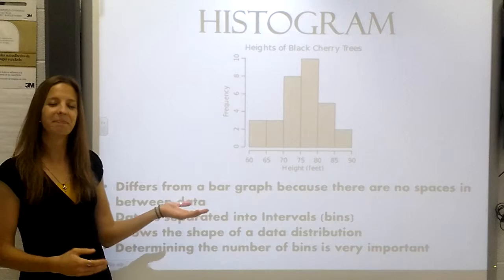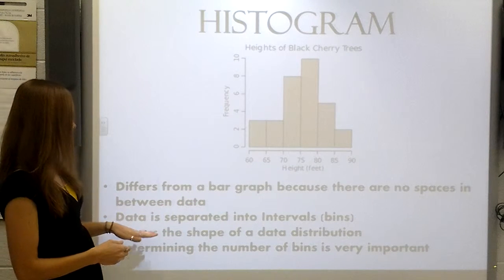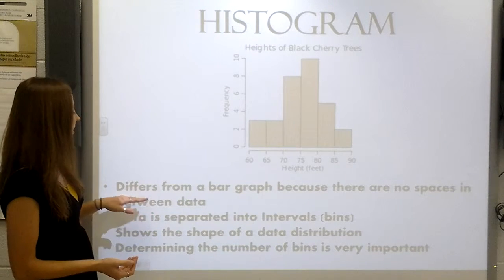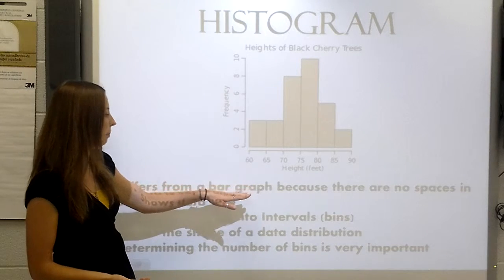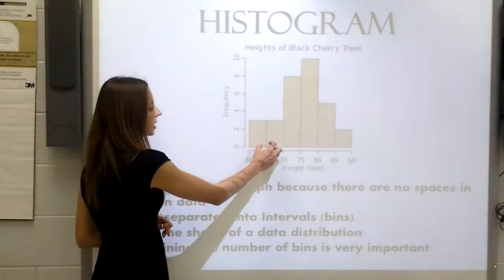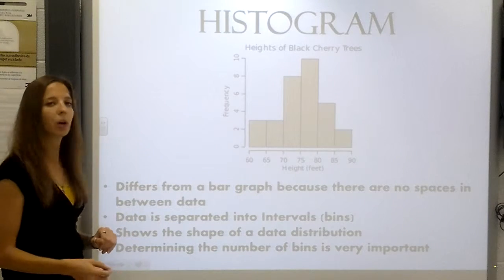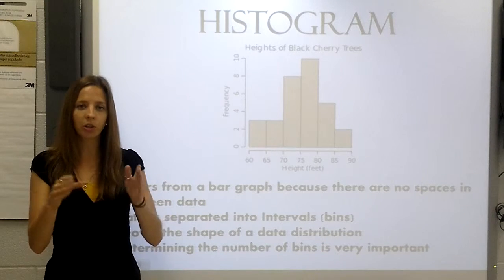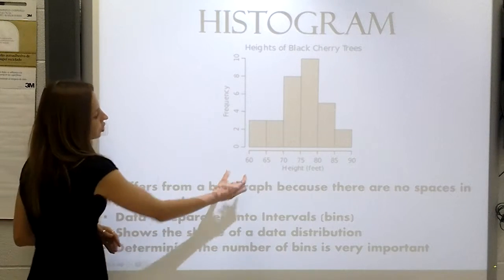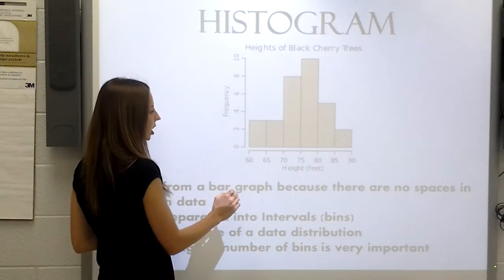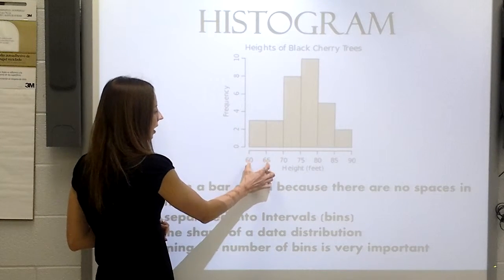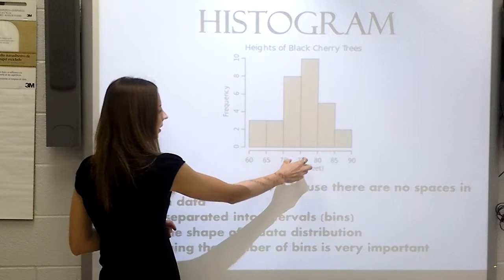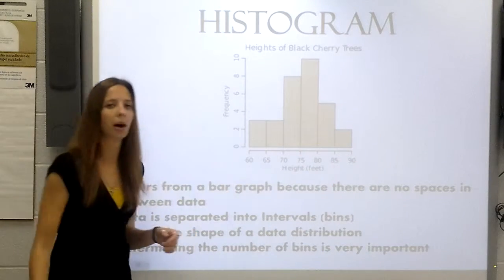For example, the histogram. It differs from the dot plot in that it's actually used for large amounts of data. What you'll see is the difference between a histogram and a bar graph is that there's no spaces in between your data sets. And what they end up doing is they take their data and they group them into smaller intervals, which we call bins. So when we talk about the height of black cherry trees, okay, we have intervals of 5. So this is 60 to 65 feet, 65 to 70 feet, 70 to 75, and so on.